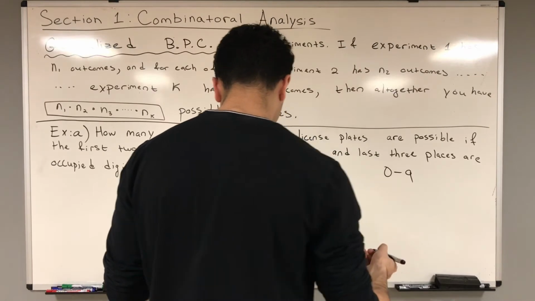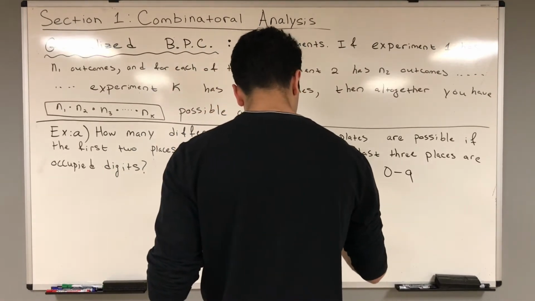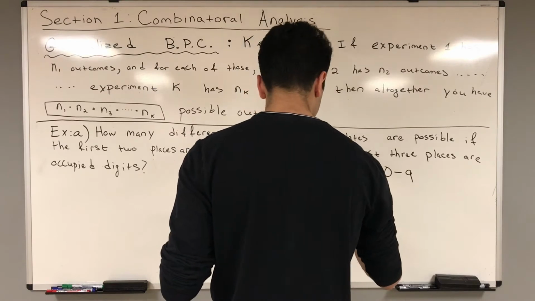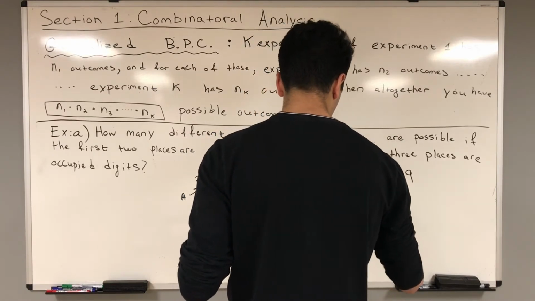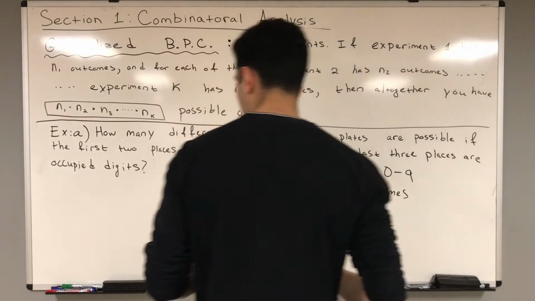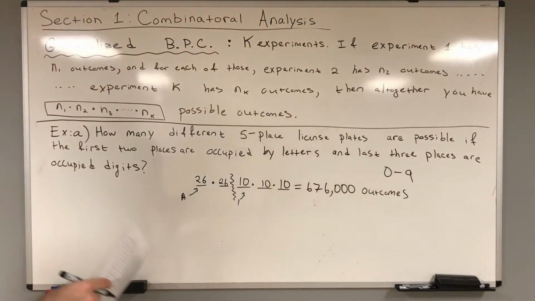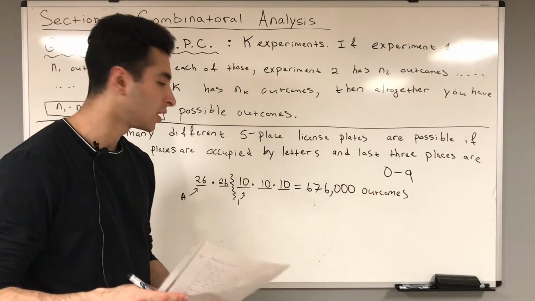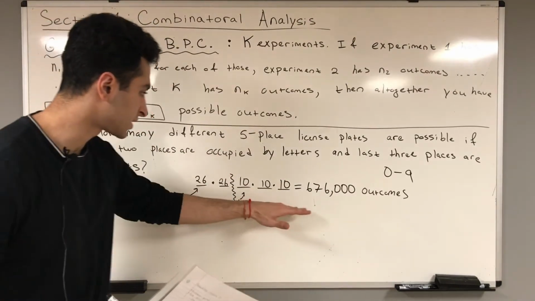So once you multiply this, you get 676,000 outcomes. Awesome. 676,000 different license plates, right? Different 5-place license plate. You have 5 places here.